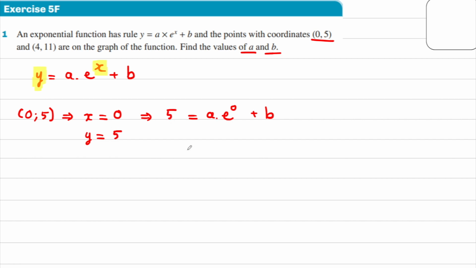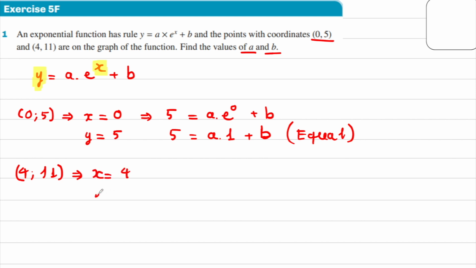You got 5 in this one, and 5 here will be equal to a times 1 plus b. You got the first equation. I will write down here, this is equation 1. The second clue, the second piece of information, you got (4, 11) in here. This means x equals 4 and y equals 11. Substitute 4 into the x position and 11 for the y position. 11 will be the left hand side and the right hand side will have e to the power of 4 here. So after this one, you got the equation 11 equals a e to the power of 4 plus b here.